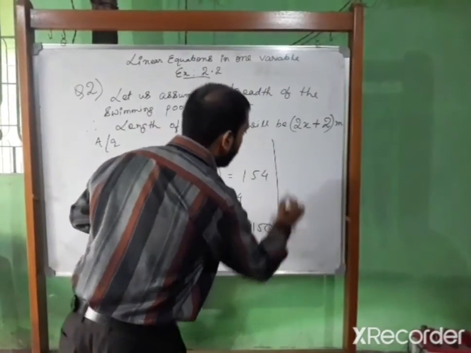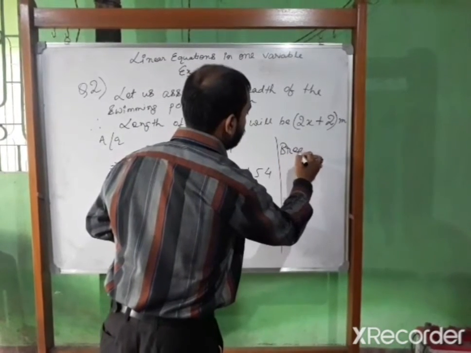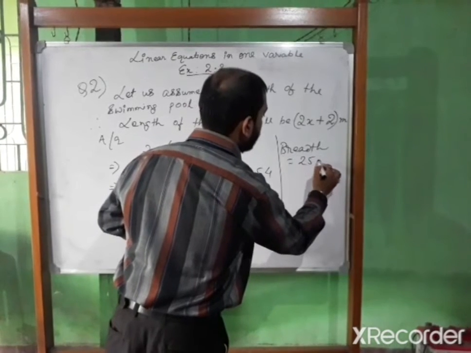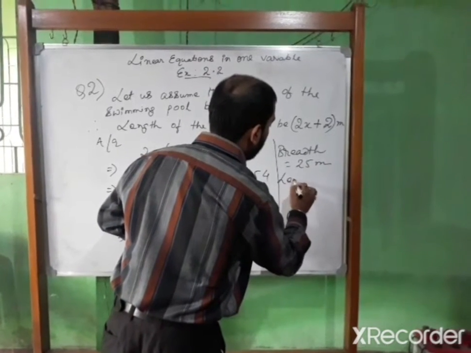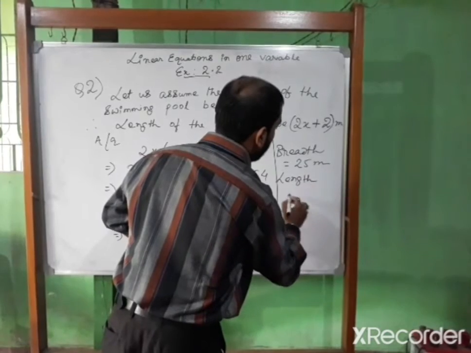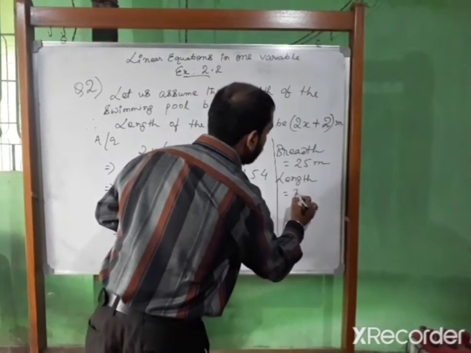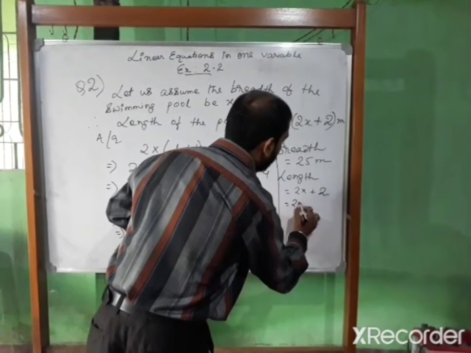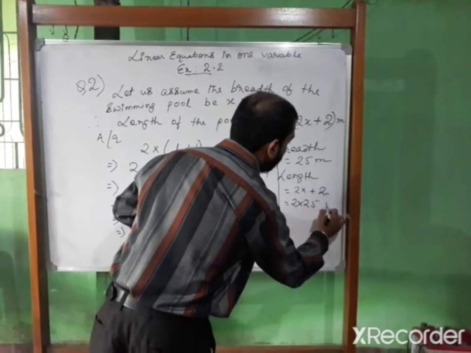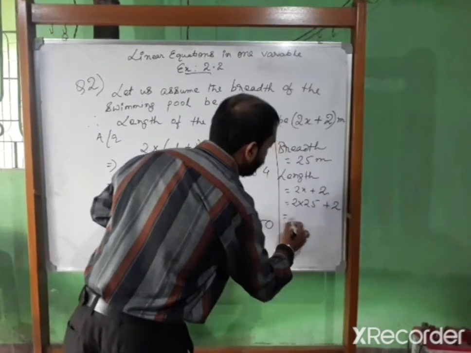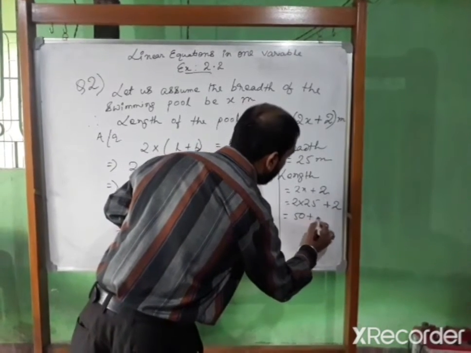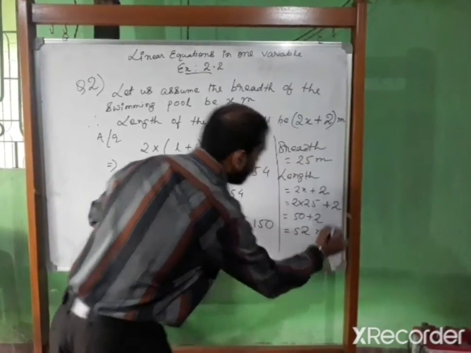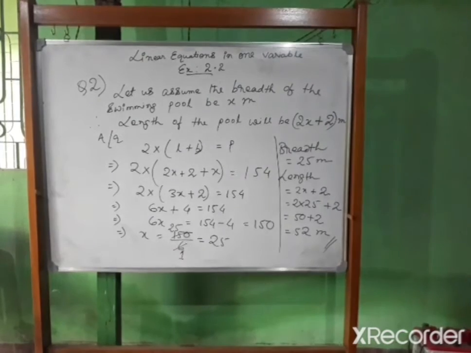Therefore x, that means breadth, is equal to 25 meter, and length is equal to, because it is given 2x plus 2, 2 into 25 plus 2. So 2 into 25 is 50 plus 2, so 52 meter. So this is our required solution.